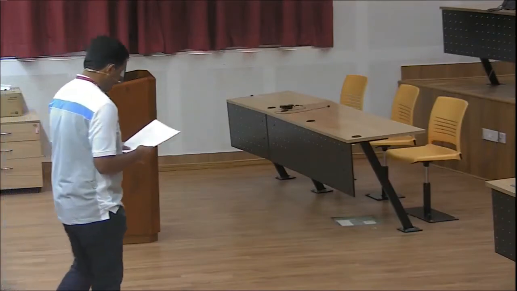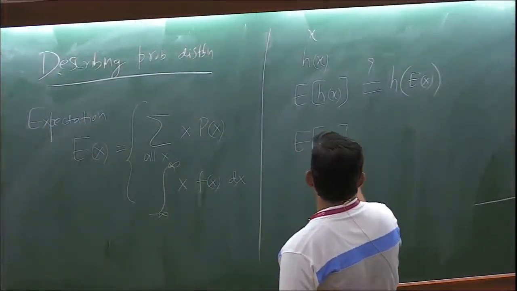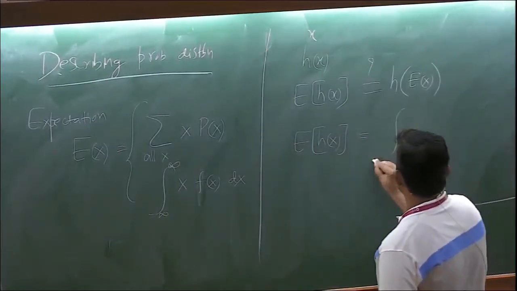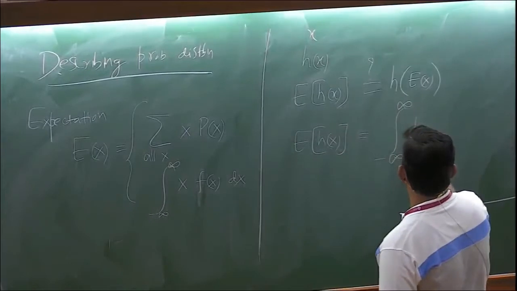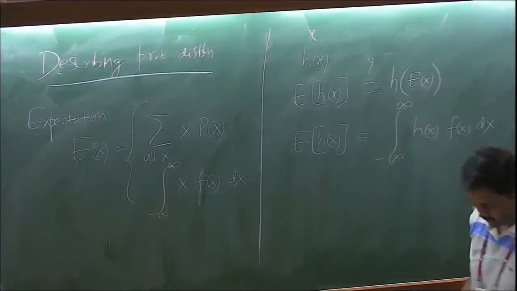You would like to find the expectation value of a function of a random variable many a times. And the easiest way to find that is just to use the definition. I'll just write it for the continuous case, but surely you can generalize it for the discrete case. So this will be the integral of h of x, f of x, dx.